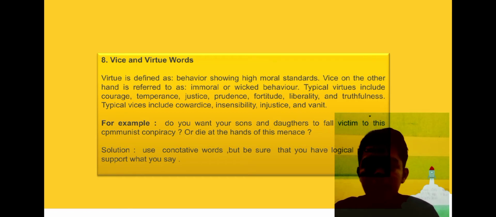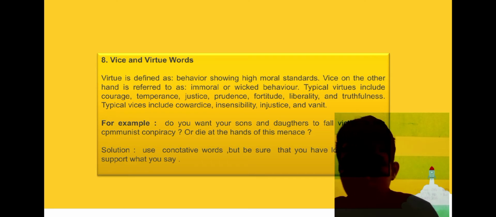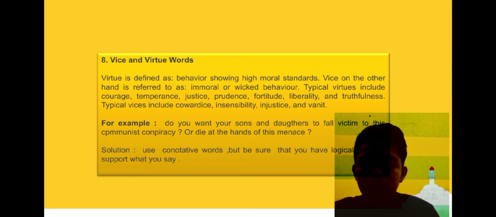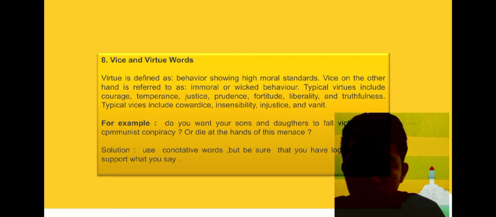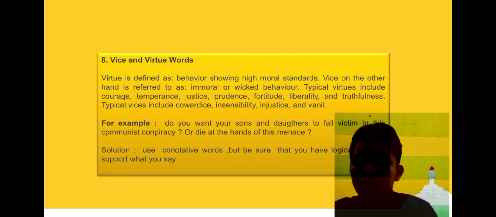Number 8. Virtue and vice words. Virtue is defined as behavior showing high moral standards. Vice, on the other hand, is referred to as immoral or wicked behavior. Typical virtues include courage, temperance, justice, prudence, fortitude, liberality, and truthfulness. Typical vices include cowardice, insensibility, injustice, and vanity. For example, do you want your sons and daughters to fall victim to this communist conspiracy or die at the hands of these menaces? Solution: use connotative words, but be sure that you have logical proof to support what you say.